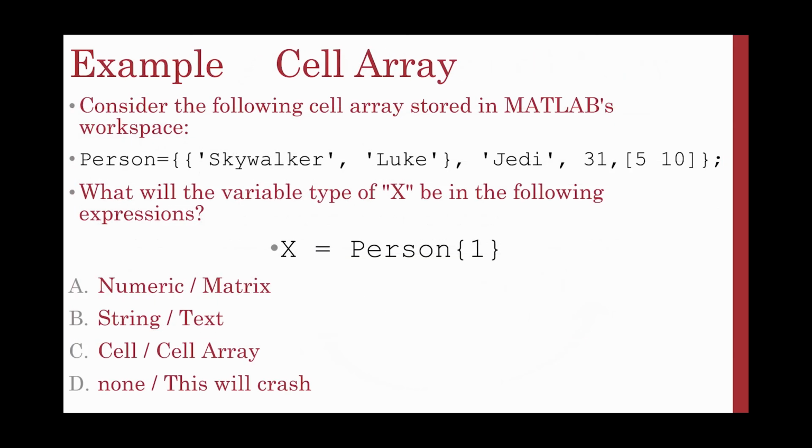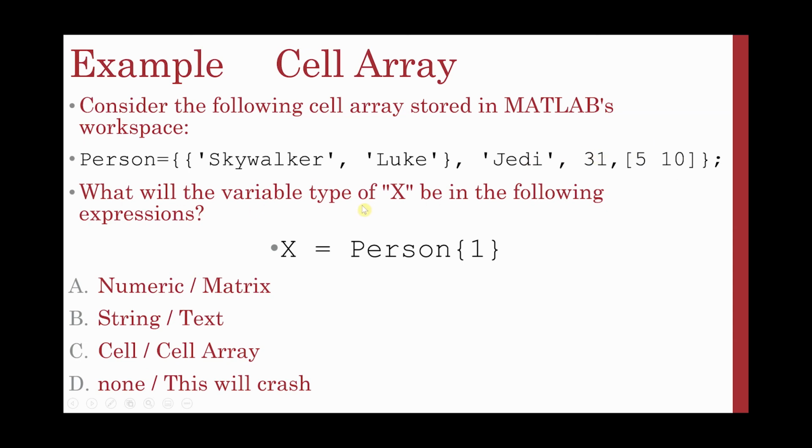So let's look at another example. Here we have the following cell array stored in Matlab. We have person equals curly bracket Skywalker, comma Luke, curly bracket, comma the word Jedi, then comma 31, then comma the vector 5 and 10. So inside of the cell array, we have a cell array in the first position, we have a character string in the second, we have a scalar in the third, and we have a vector in the fourth.